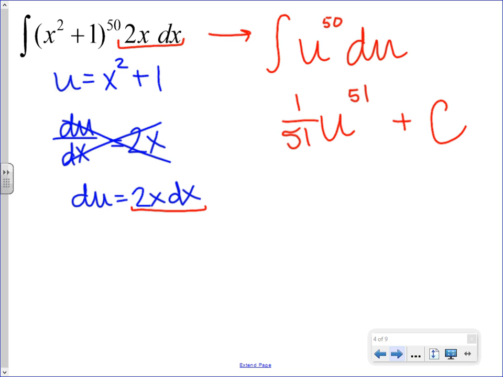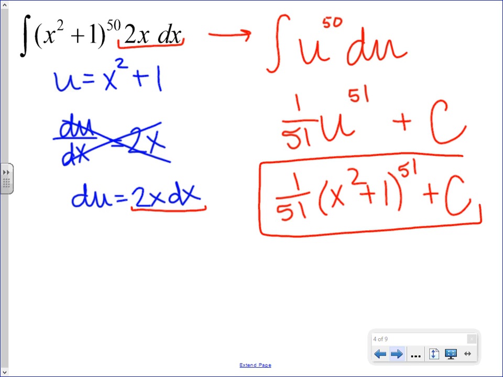Is that your final answer? No. We need to change it back. U is x squared plus 1. So we will substitute x squared plus 1 back in.